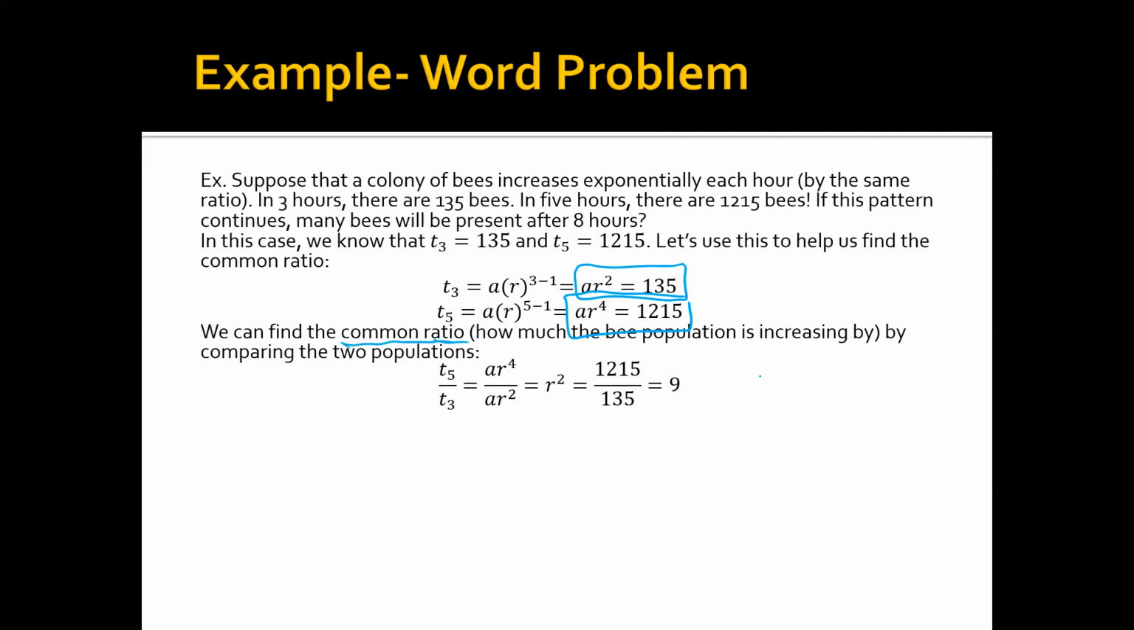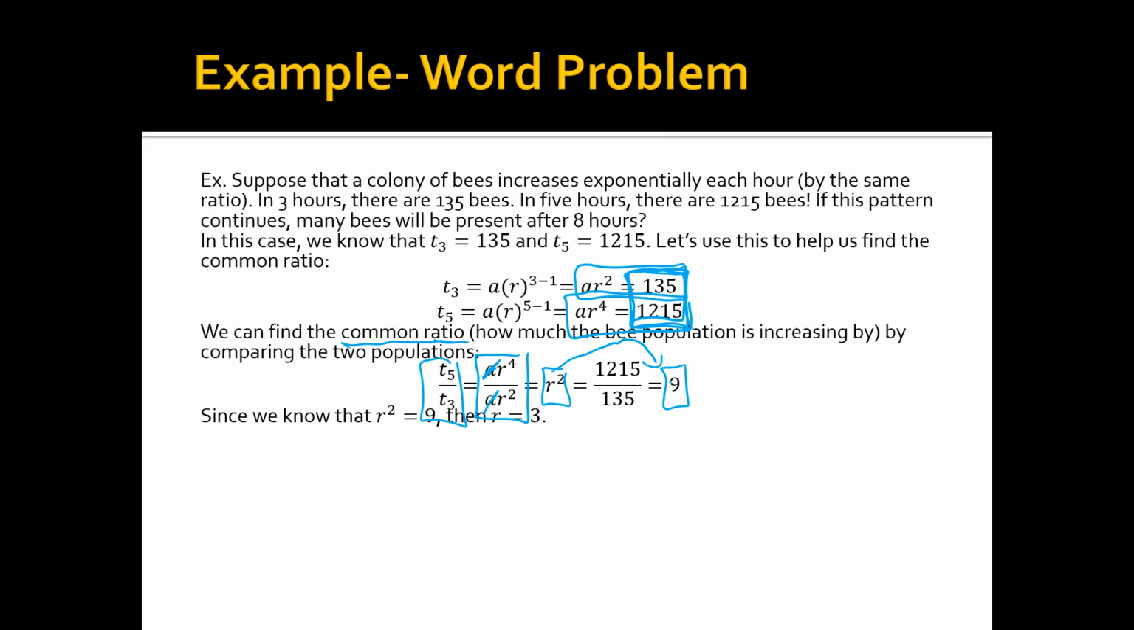I know that the common ratio is found by comparing the consecutive terms. Now, in this case, they're not consecutive terms exactly, but they are near each other. So I can take T5 and divide it by T3. When I do that, let's do the math here. I end up with AR to the power 4 divided by AR to the power 2. R to the power 4 divided by R to the power 2 gives me R squared. And notice what happens with the actual term values themselves: we get 1,215 divided by 135, and that's equal to 9. So this is when you have to use a little bit of logic. Use your logic skills now. If I know that R squared is equal to 9, what does that mean about the R value?